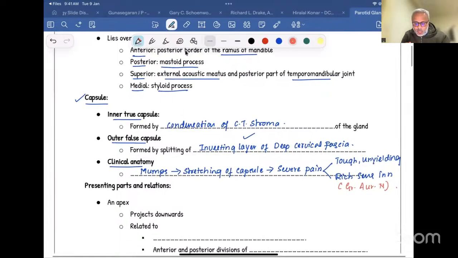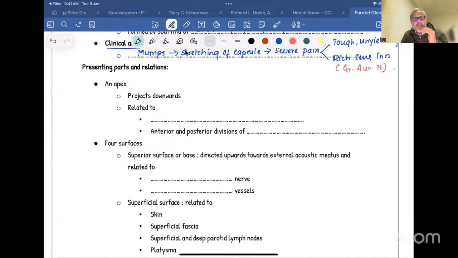Now, what about the presenting parts? First, try and list all the parts of the parotid. The parts of the parotid include an apex, 4 surfaces, 3 borders, and a base, right? Now, let's start with the apex. The apex of the parotid is always directed downwards, and this is related to a very important branch of the facial nerve. And what is it? It is related to the cervical branch of the facial nerve.